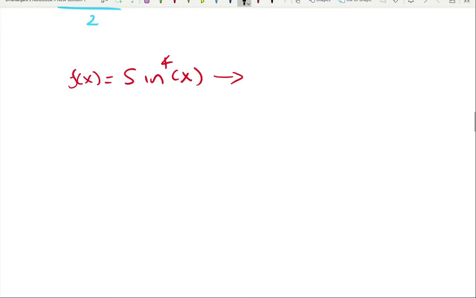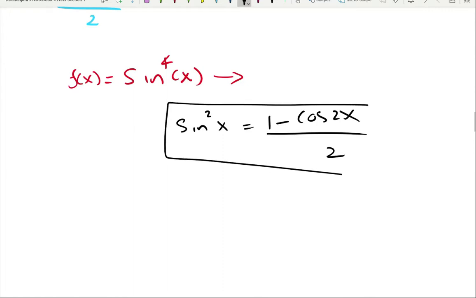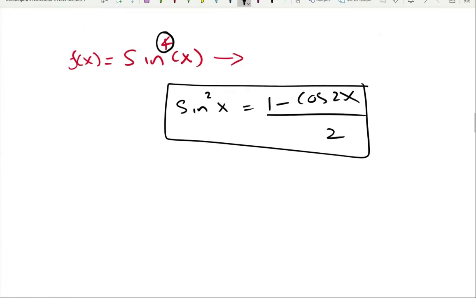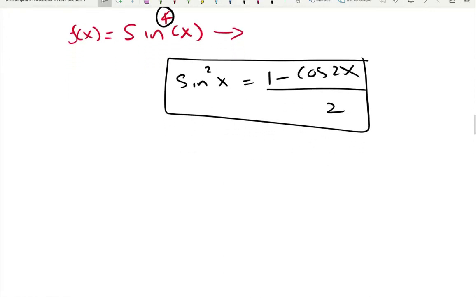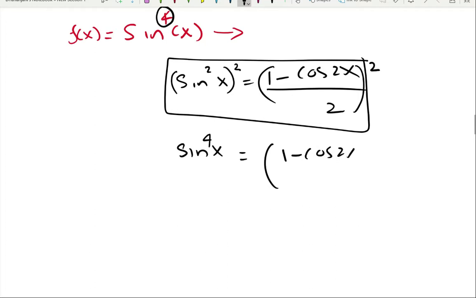So let me show you. Here we have to use the identity sine square x is 1 minus cosine 2x over 2, because we have sine. So this is the relevant double angle identity. But we have sine to the power 4. So how do we cope with that? Well, sine to the power 4 is sine square x, all to the power square. So that means this is to the power square, right? So sine to the 4 of x is 1 minus cosine 2x over 2, squared.